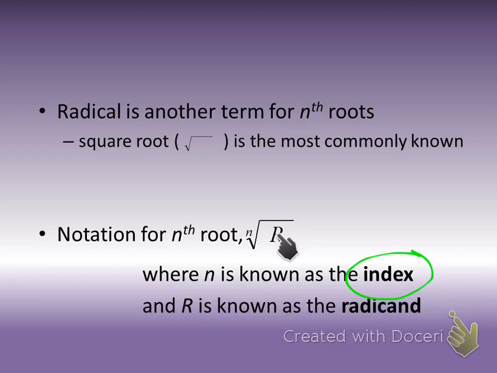Little fun thing, not fun, but old stuff. Radicand is what's underneath the radical. Okay? So I'm going to be saying these. All right? Radicand, index. Make sure you know those 2 vocab words.